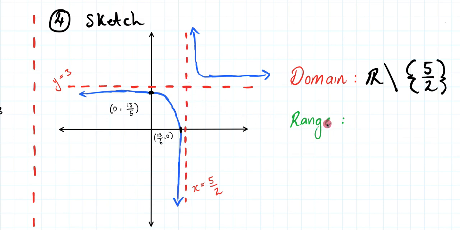Then for my range, it's going to be the exact same logic, but now thinking of my y values. My y values are going to exist everywhere except at y equals 3. So I'm going to say it's all real numbers except for 3.